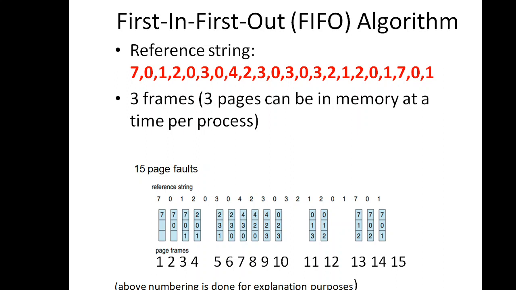To illustrate this algorithm, we will be using the reference sequence 7, 0, 1, 2. This string will be used. For example, if the reference string is this one, and we have 3 frames which are all empty initially, we will start with 3 frames. The reference string is nothing but the page numbers that have been generated from the address sequence.